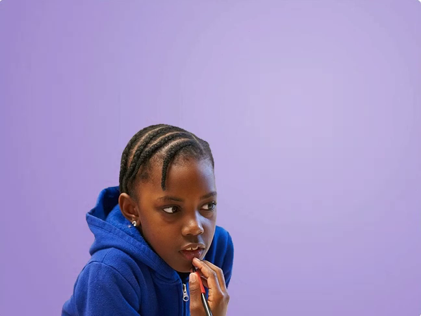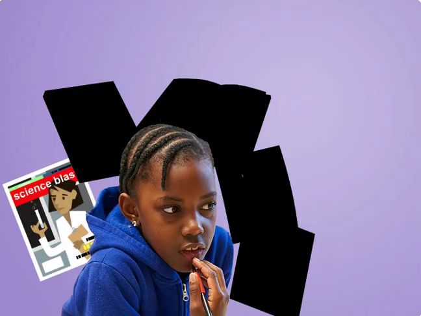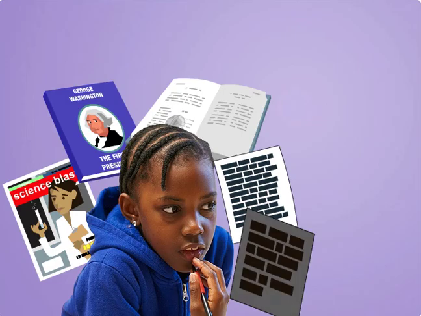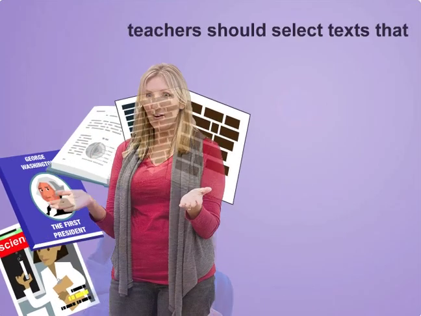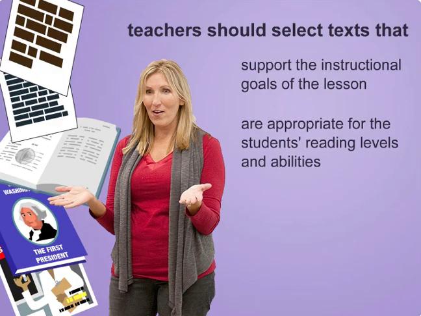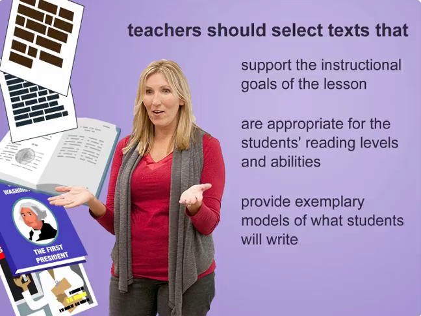Students can learn to adopt the features of good writing in their own pieces by being exposed to exemplary texts, also called mentor texts, from a variety of sources, including published or professional texts, books, and textbooks, the teacher's own writing, and peer samples. Teachers should select texts that support the instructional goals of the lesson, are appropriate for the students' reading levels and abilities, and provide exemplary models of what students will write.